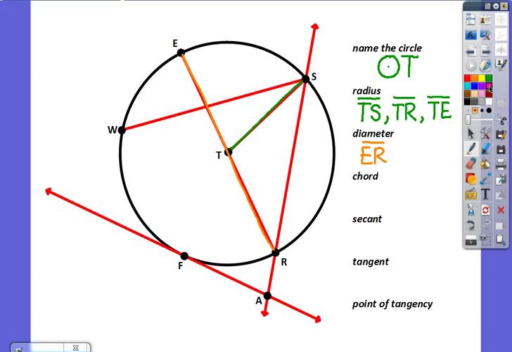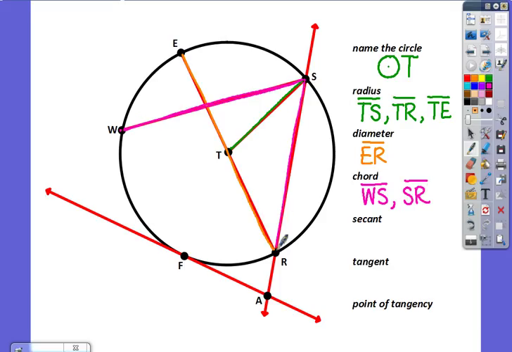You see any chords? Are you still paying attention? You have a quiz on this soon. So a chord could be maybe this segment right here. Remember, the segment has to touch the circle at its two endpoints. And so WS would be a chord. I suppose you could actually say that the diameter is a chord. Or you could say maybe that SR piece is a chord. Do you see where that one is?